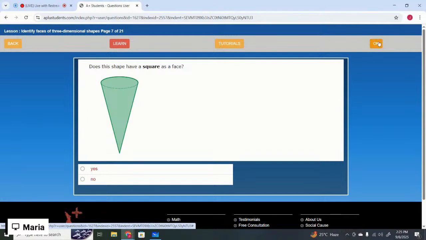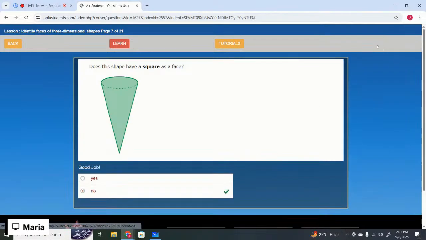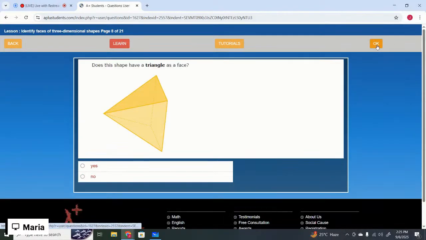Does the shape have a square as a face? No, the correct option is no. Does the shape have a triangle as a face? Yes, it has a face as a triangle. So, yes, it is.